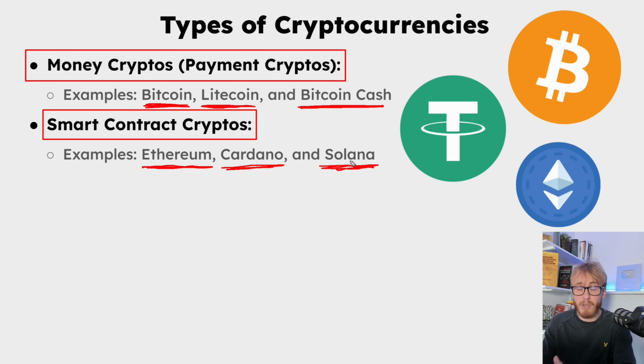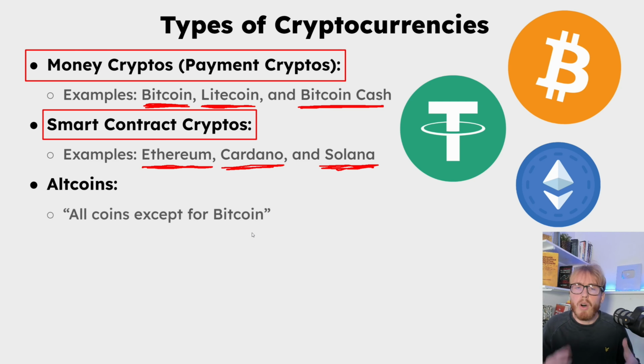For example, Bitcoin and Ethereum are very different kinds of cryptocurrencies. So Bitcoin and Ethereum are not really competing against each other, because they are different kinds.